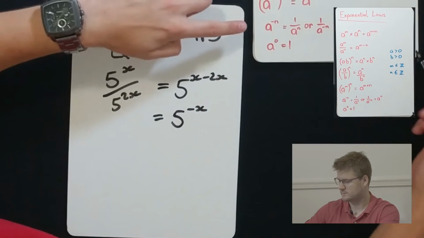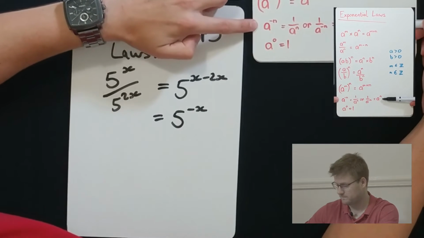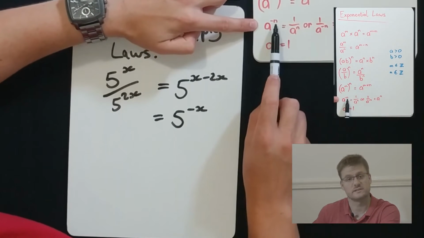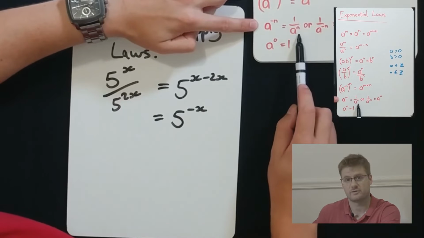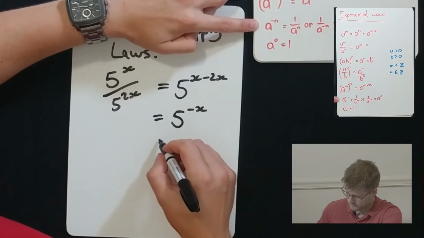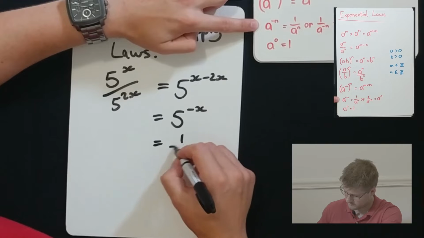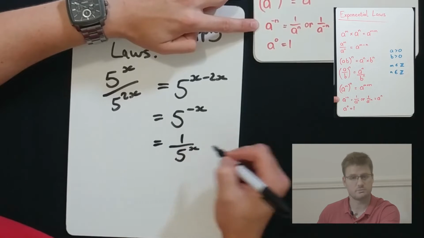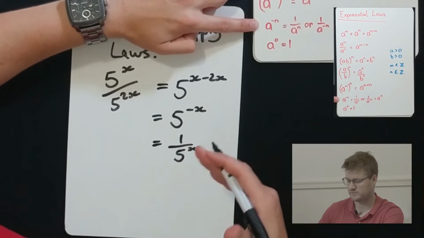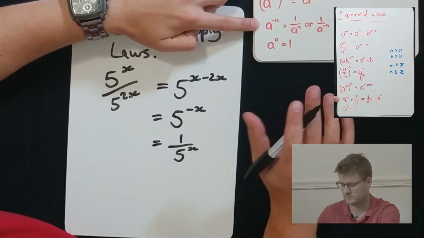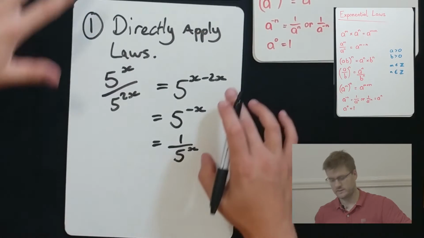We can then look at this law number down here, and we know that if we have a negative exponent, we drop it underneath the fraction. So 5 to the negative x will become 1 over 5 to the positive x. We generally want to express our exponents as positive values, not negatives. And there we are done with that example.